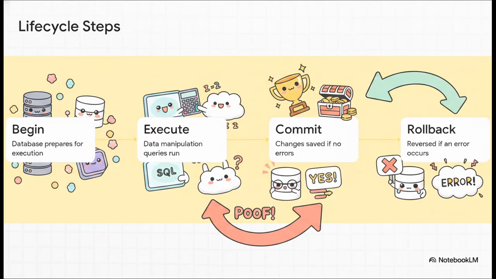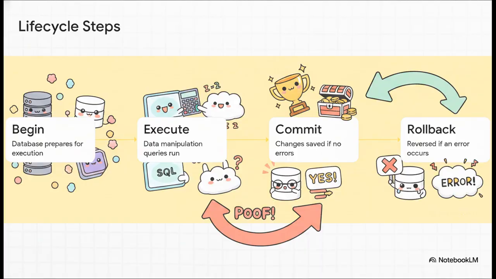You begin, which preps the system, you execute your queries, doing the actual math, and then you hit the critical fork in the road. If everything is flawless, you commit the success. If even one tiny error happens, you issue a rollback, instantly reversing all prior steps as if they never occurred in the first place.